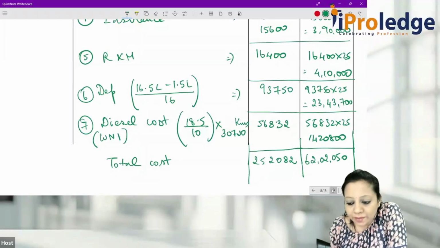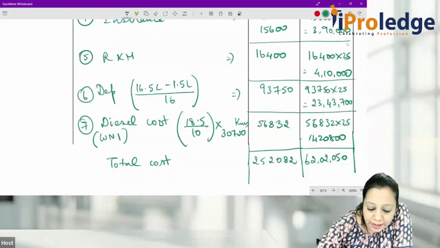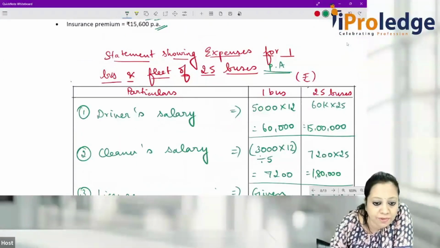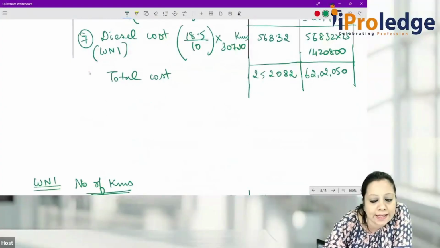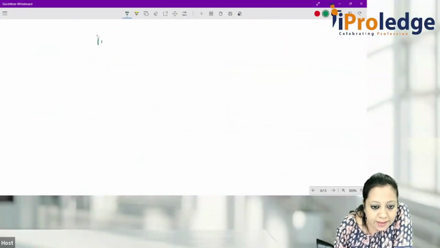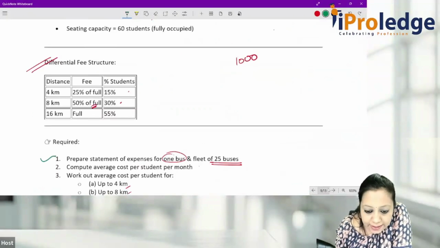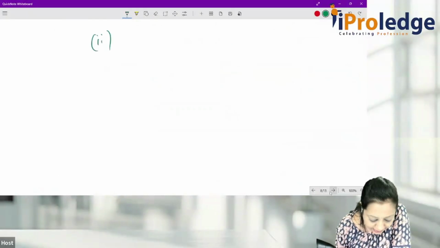Now, why did we do for 25? Only because the question is asked. Otherwise, we wouldn't have done. So what we have done is only point 1 of this. In that point 1, only the number of kilometers was slightly tricky. What about point number 2? What have they asked in point number 2? Let us understand that. Compute the average cost per student per month. Right, students? Let us understand that.